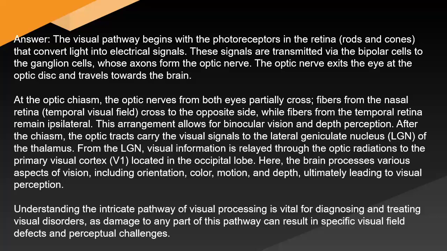From the LGN, visual information is relayed through the optic radiations to the primary visual cortex, located in the occipital lobe. Here, the brain processes various aspects of vision, including orientation, color, motion, and depth, ultimately leading to visual perception. Understanding the intricate pathway of visual processing is vital for diagnosing and treating visual disorders, as damage to any part of this pathway can result in specific visual field defects and perceptual challenges.